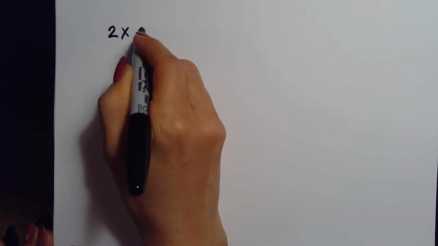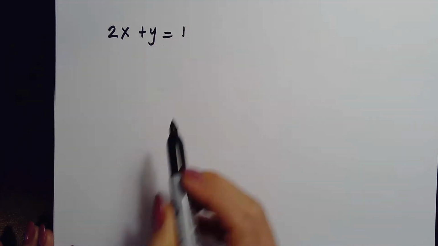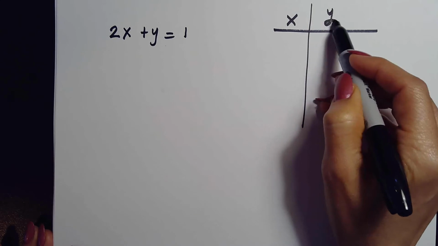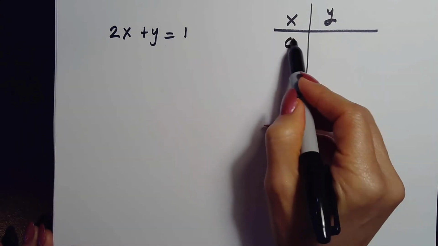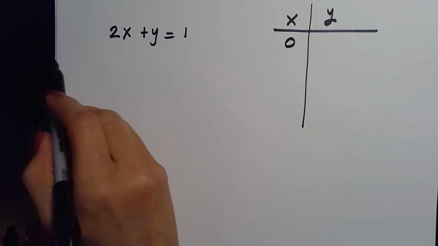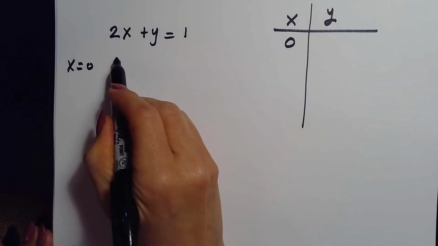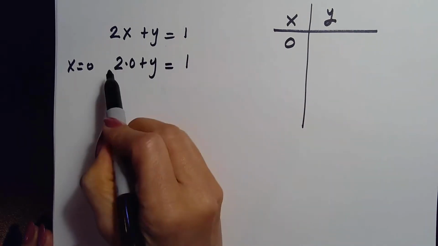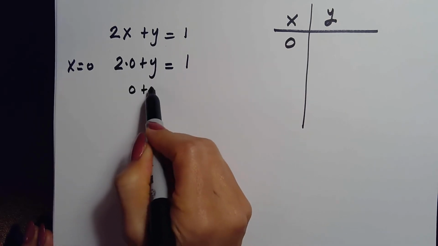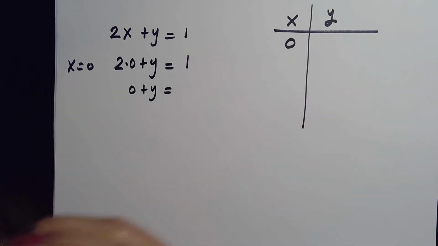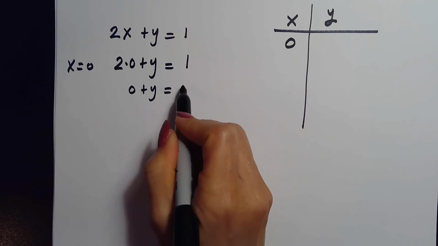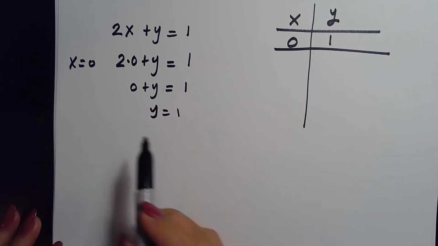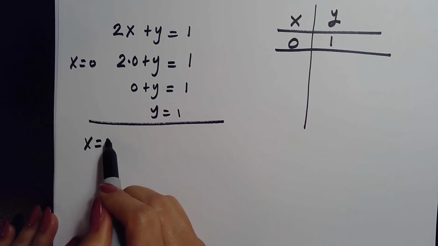So we have 2x plus y equals 1, and we create a table. If x is 0, what is y? Well, if x is 0, you plug in 0, so 2 times 0 plus y equals 1. This gives me 2 times 0, that's just 0 plus y. We did this already, so this is going to give me y equals 1. We know that because we already found that one. But what if x is, say, 2?